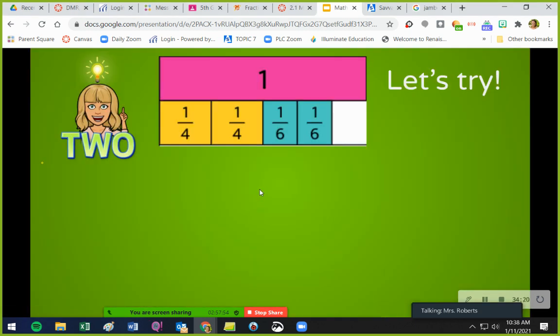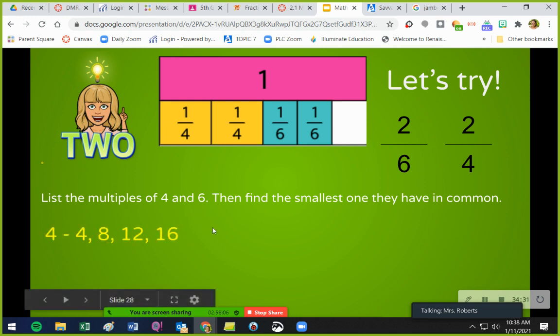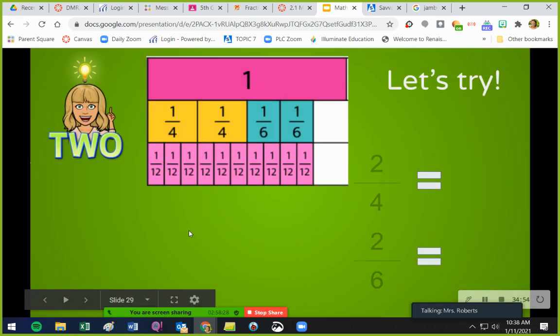Okay, all right, let's look at another one. So this is the second strategy. You list the multiples, and then you find the least common denominator, or the least common multiple. So we're going to list out our 4s. We're going to list out our 6s. I can stop because they both go into 12 evenly. In the video, they listed out 6, 12, 18, 24, and so on. You don't need to do all that, right? I always list the smaller one first, and then when I list the bigger one, as soon as I get to that number, I can stop. So our new denominator is going to be 12.